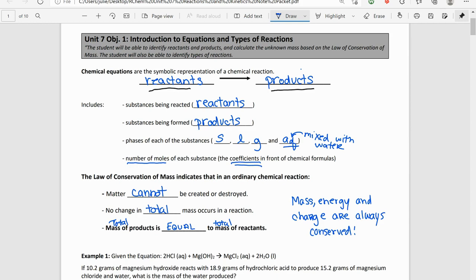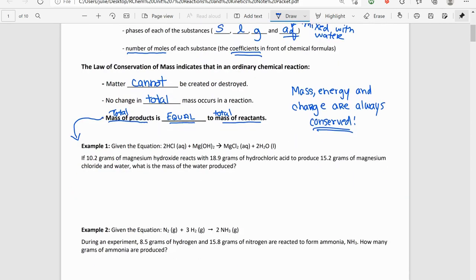Now, all chemical equations should follow the law of conservation of mass. It states that matter cannot be created or destroyed. Mass, energy, and charge are always conserved. So we're focusing on mass today, but energy and charge as well. We're going to see that there's no change in the total mass in a reaction. The total mass of the products is always equal to the total mass of the reactants. And we're going to use that as our calculation and our template in these next two practice questions.